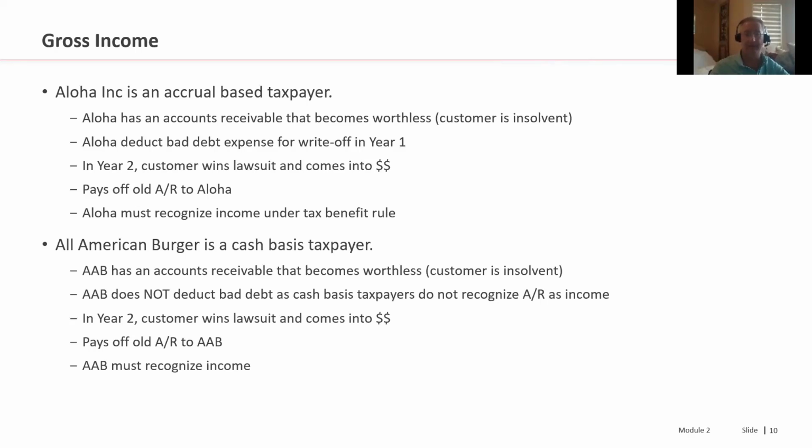So All American Burger has an accounts receivable that becomes worthless as well. But All American Burger does not deduct bad debt because they're a cash basis taxpayer. As a result, they do not recognize accounts receivable as income. In year two, the customer wins the lawsuit. They pay off the old AR to All American Burger. All American Burger also needs to recognize income because they never recognized the deduction to begin with.